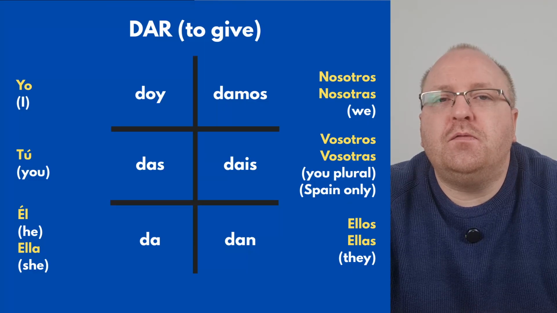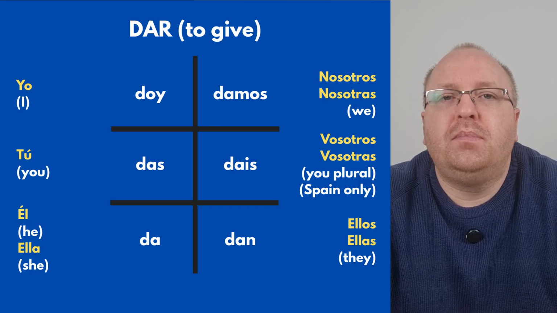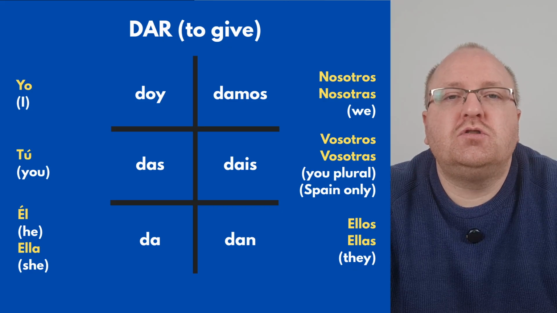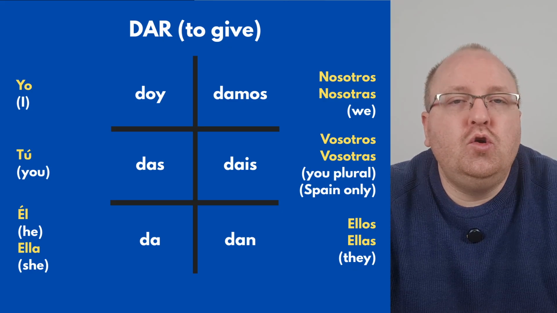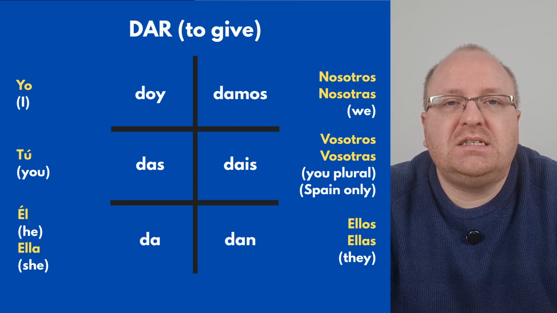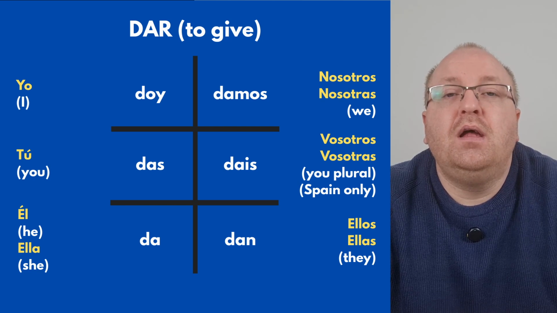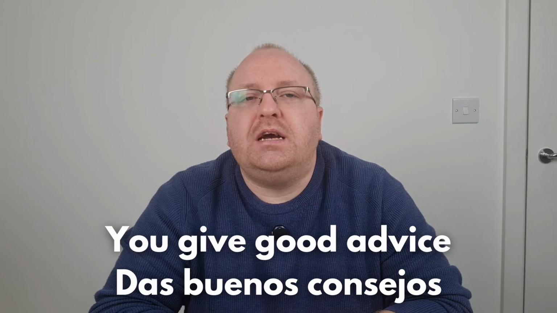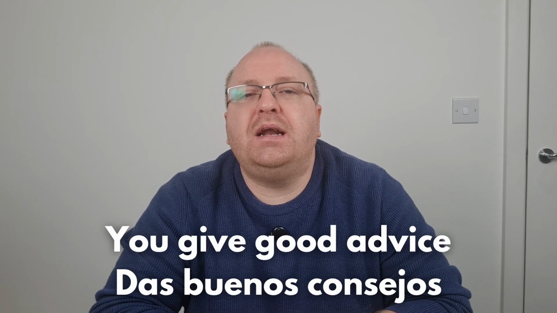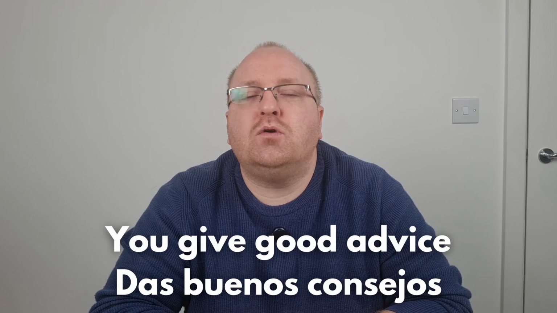So the conjugated forms of dar are I give, doy. You give, das. He or she gives, da. We give, damos. You plural give for Spain only, dais. They give, dan. So an example sentence, you give good advice. In Spanish that's das buenos consejos.